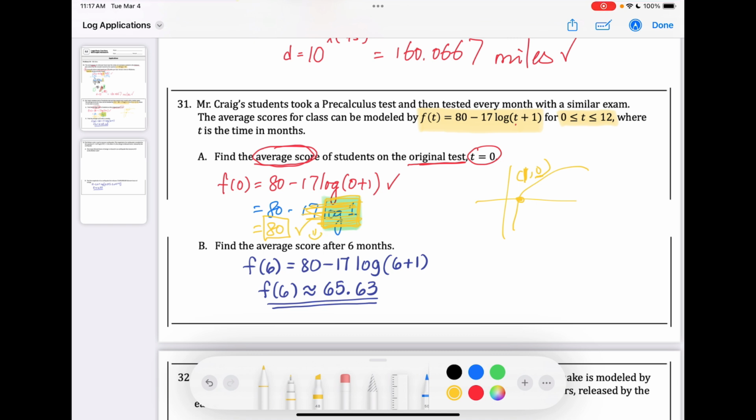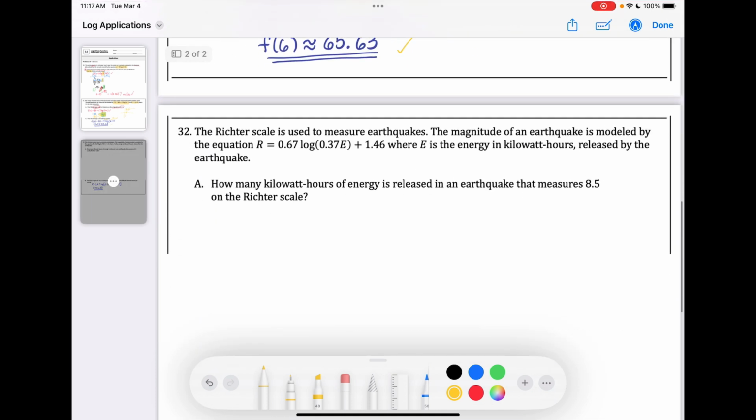Good. So now, if you want to figure out the average score after 6 months, which tells me my t is equal to 6, plug it in, and yes, indeed, simply plug it into your calculator.